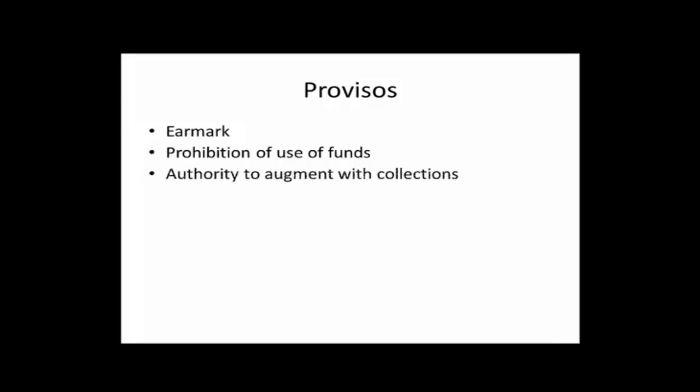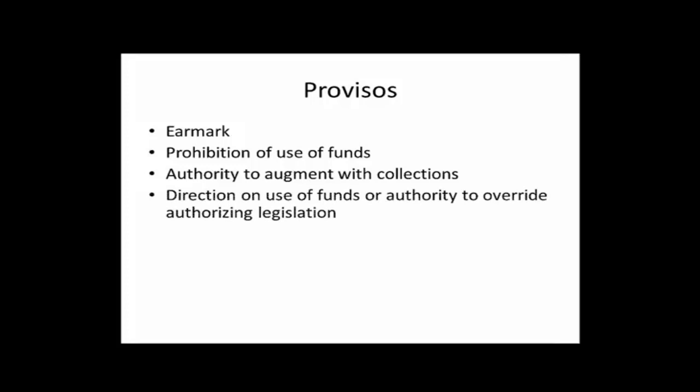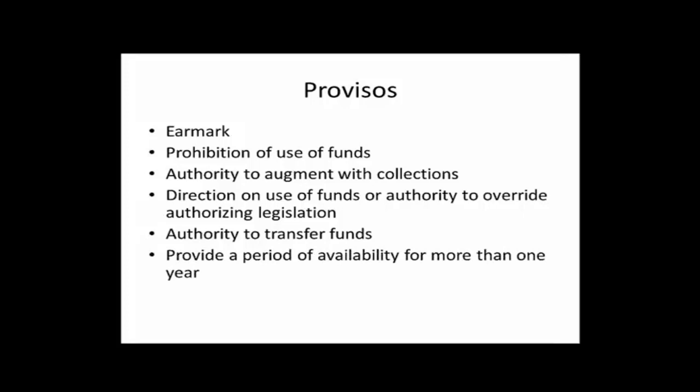These are the most common examples: as an earmark, as a prohibition on the use of funds for a particular reason, like abortion, as authority to augment the appropriation with collections from other federal accounts or the public, as direction on how to use funds or authority to override requirements or conditions in authorizing legislation, as authority to transfer funds to another account, as providing a period of availability of more than one fiscal year, and requiring congressional notification for certain issues.